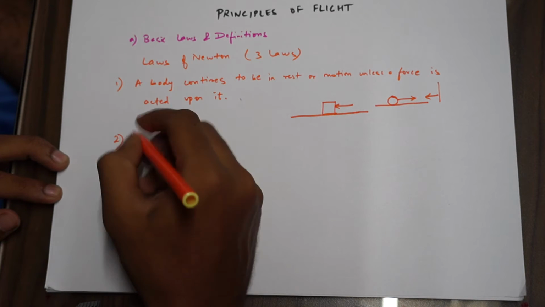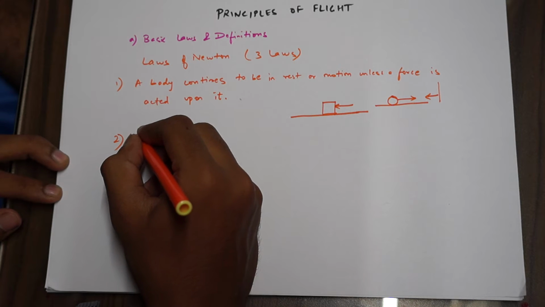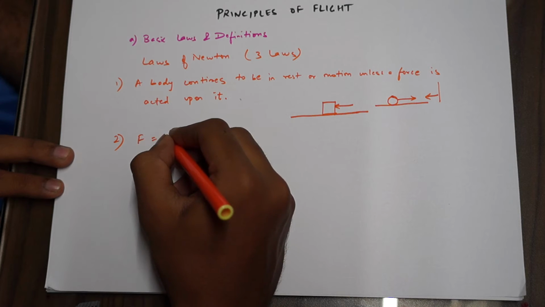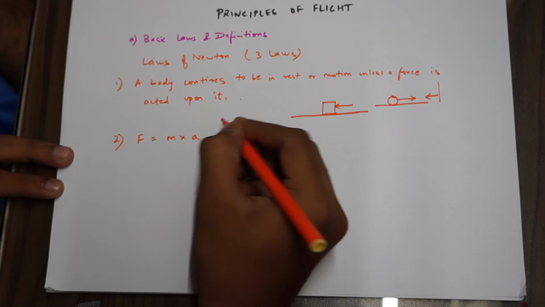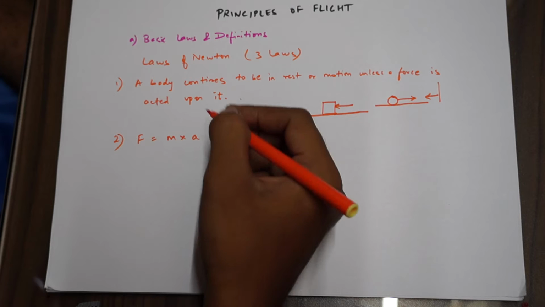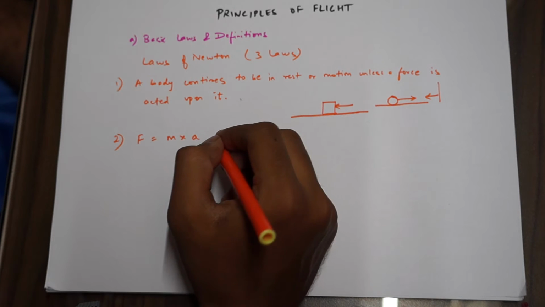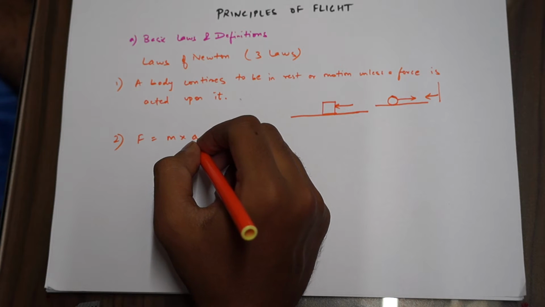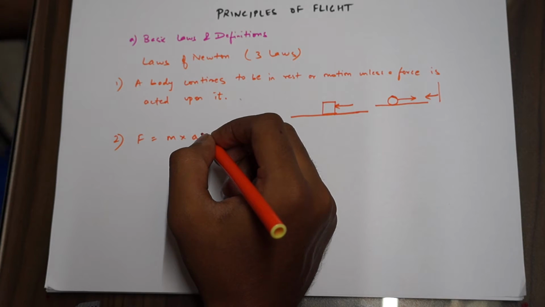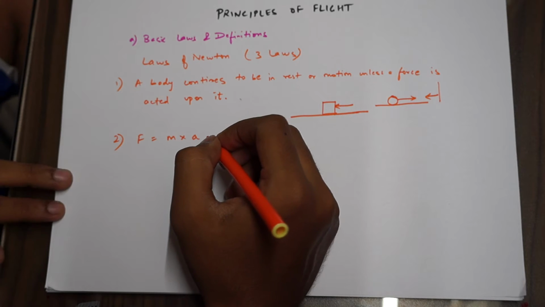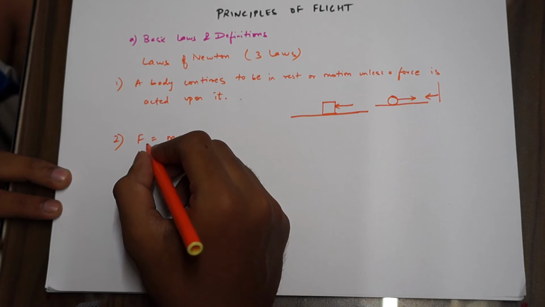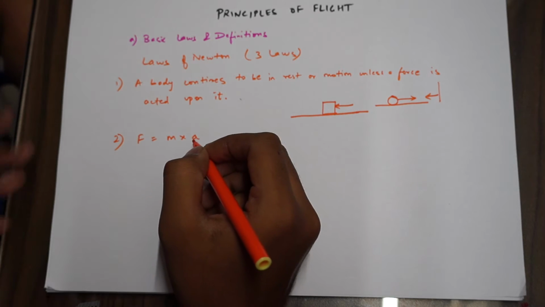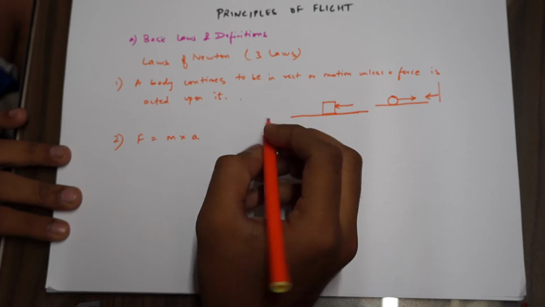Second law states that force equals mass into acceleration. It states that the change of momentum is proportional to the impulse impressed upon the body. So when a force is applied, the force is equal to the mass of the body and the acceleration of the body. It is just as simple as this, the second law.